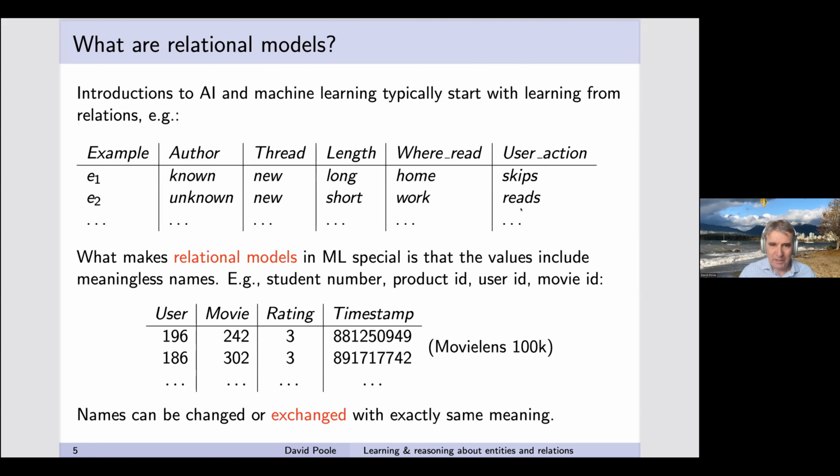So here's one of the simplest relational models. This is MovieLens 100K, and these are the first two items in it. It says user 196, which is just an arbitrary number for this user, and movie 242 had a rating of 3 at this timestamp. There's actually information about the user in other relations, and information about the movie in other relations, and indexes into IMDb, etc. But these names are arbitrary and can be changed or exchanged with exactly the same meaning.